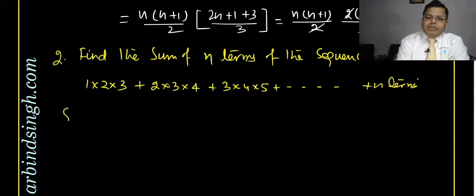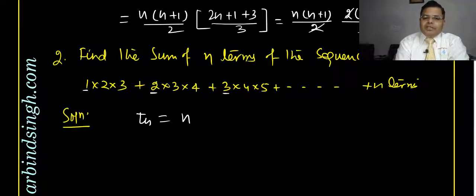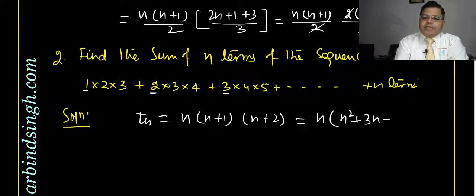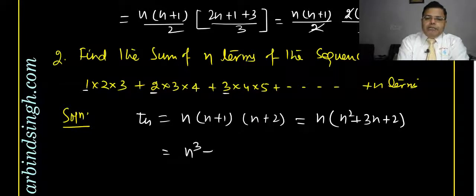So similarly, when we want to write the solution, we can write Tn is equal to n, because the first term starts with 1, the second term starts with 2, the third term starts with 3. So the nth term will start with n. The next term will be one more than that, so n plus 1. And the next one is one more than the second one, that is n plus 2. So easily it can be written like this. Now, this can be written as n into n square plus 3n plus 2. I made a product of it. And now, that is n cube plus 3n square plus 2n.